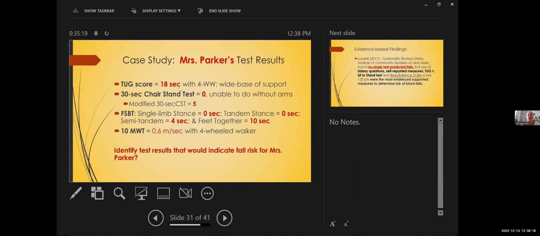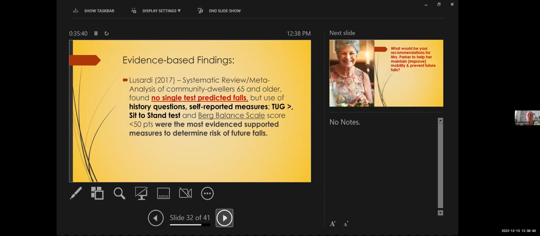So all of these tests, I read your question for you again, I apologize. Identify the test results that would indicate the fall risk of Mrs. Parker. So out of the 4 tests we did, 4 out of 4 indicated her at a high risk of falling. And sometimes we'll do more than just one assessment. Actually, in the study by Lusardi in 2017, they found that no single balance test predicted falls.